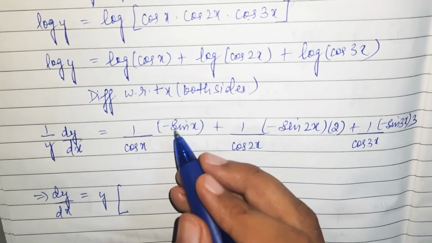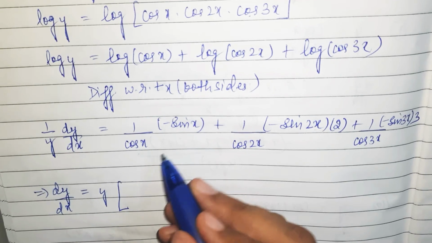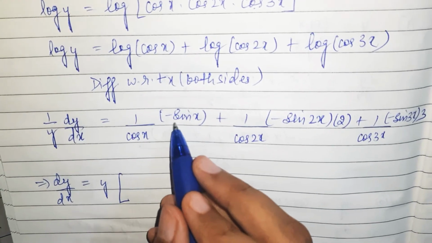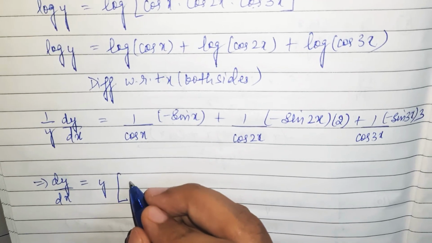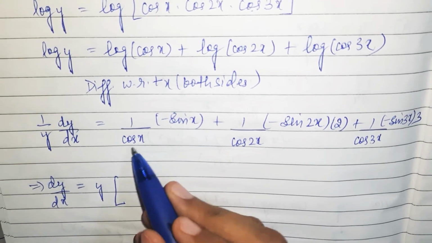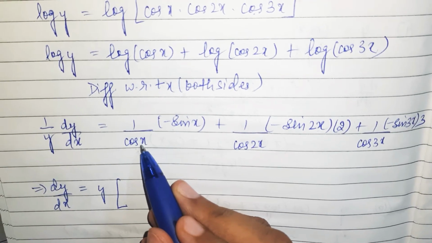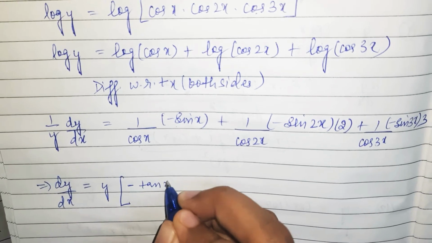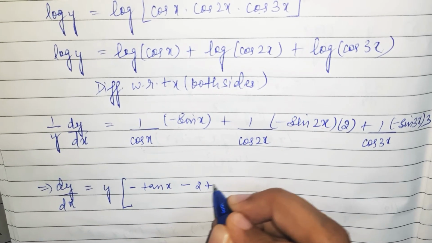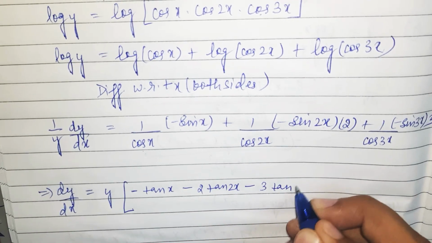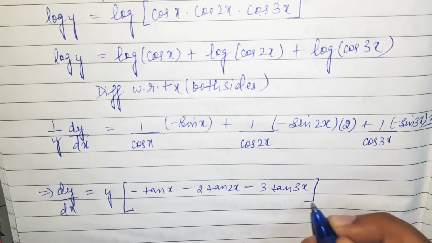Now see, the answer is sin x upon cos x. I am getting 1 upon cos x sin x. So can we write this as sin upon cos? That can be written as tan x. So I can write minus tan x. This is minus 2 tan of 2x minus 3 tan of 3x, because sin x upon cos x is tan.